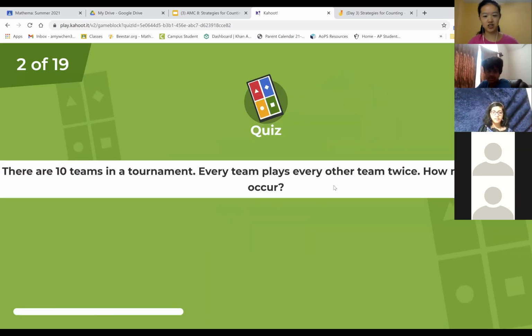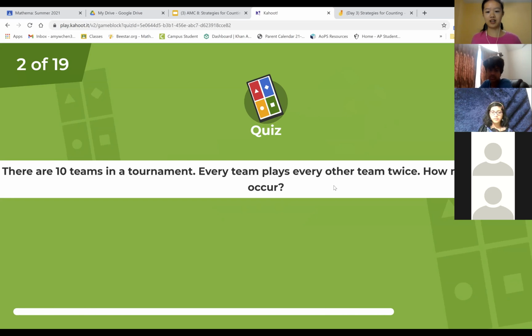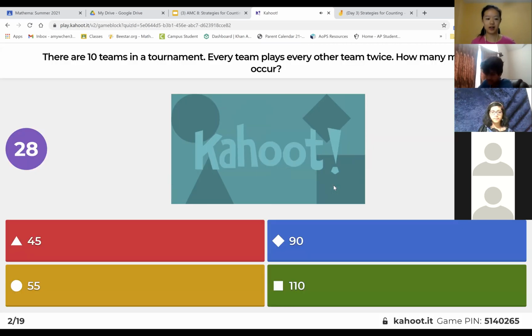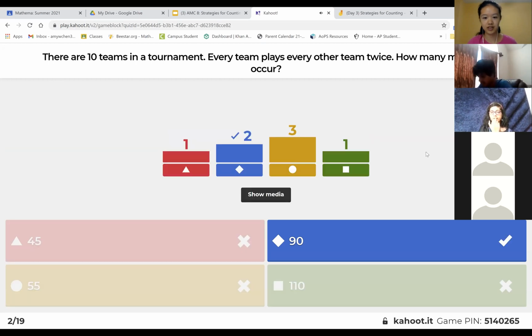Okay, 10 teams in a tournament. Each team plays every other team twice. How many matches occur? Also, I might be ending some of the problems early because we might not have enough time to finish. Okay, 10 teams in a tournament. This time, teams are playing each other twice, so you would not need to actually divide by 2.